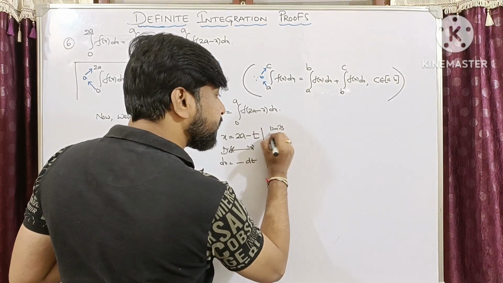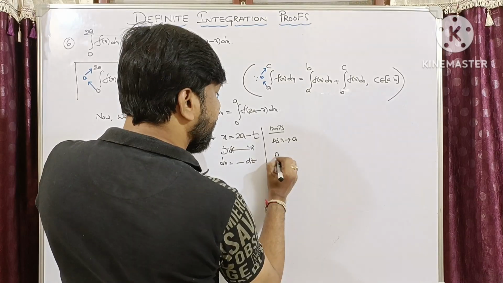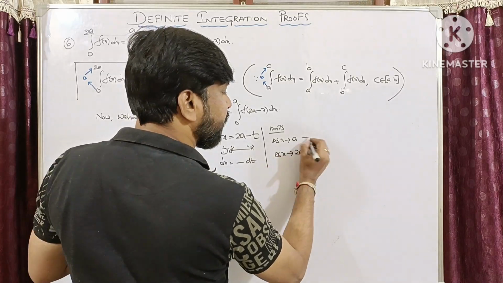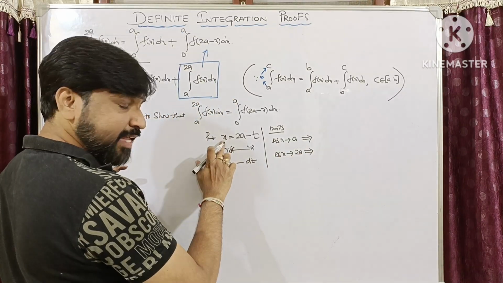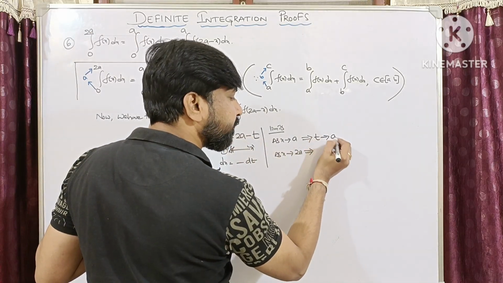Now, whenever you take a substitution, you must change the limits. As x tends to the lower limit, what is it? a. As x tends to the upper limit, what is it? 2a. So how will a and 2a change? If you take x as a, then 2a minus a becomes a, so t tends to a.